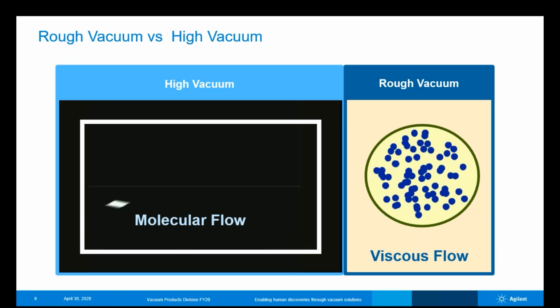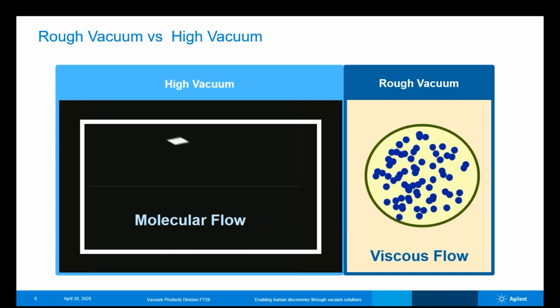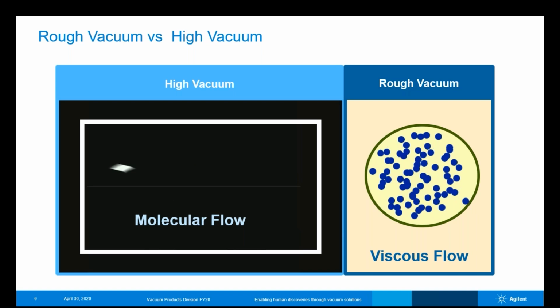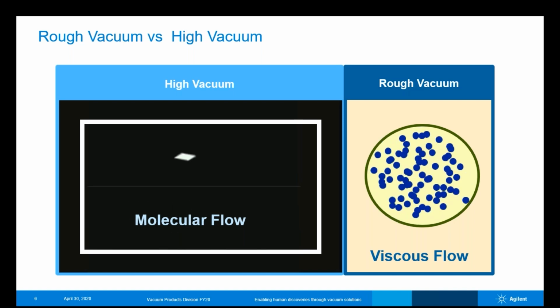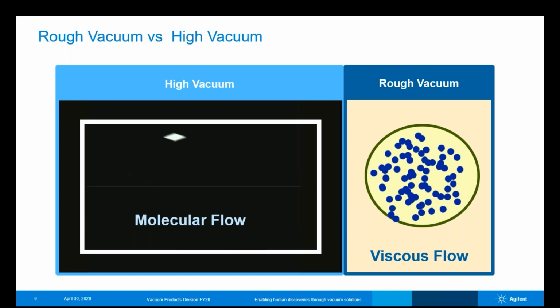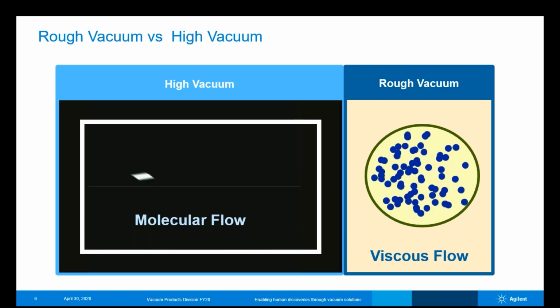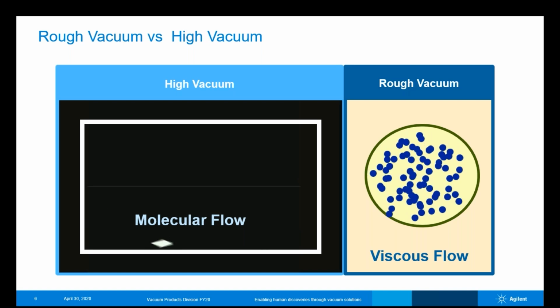The boundary between rough vacuum and high vacuum is a little bit messy, and a lot of the formulas and our approximations for the behavior of those gases don't really hold true. So a lot of times when we're trying to model systems in that transition point, let's say somewhere between 1 millitorr and 100 millitorr, we really need to do those experiments empirically to understand exactly what's going to happen and what size pump might be required to achieve a particular vacuum pressure in that transition region between rough vacuum and high vacuum.